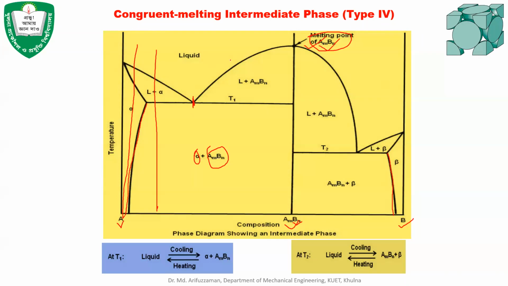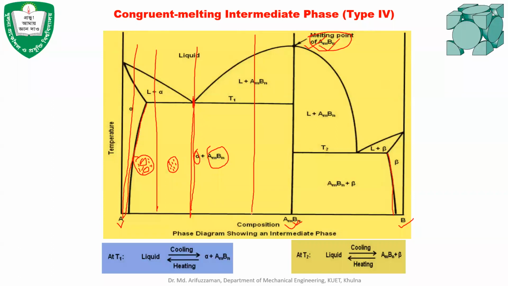So if you consider an alloy in this region, it will be a 100% uniform mixture of alpha and AMBN. That means if we draw the crystal structure for this alloy, then we'll see some crystals of alpha, and the rest will be the mixture of alpha and AMBN. And if we see the microstructure at this eutectic region, then it will be the uniform mixture of alpha and AMBN.